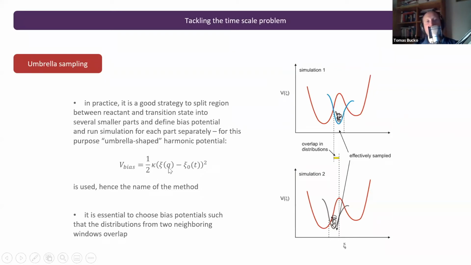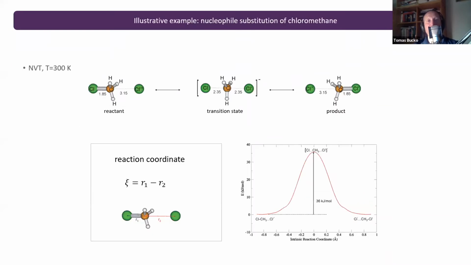In the harmonic potential, 2 parameters appear: force constant kappa and position of the potential. By the way, it can be made time dependent, but that's not important. Anyways, it is essential to choose those intervals and bias potentials in umbrella sampling in such a way that the biased distributions that we generate in our sampling overlap. And the reason for that will become apparent in a minute.